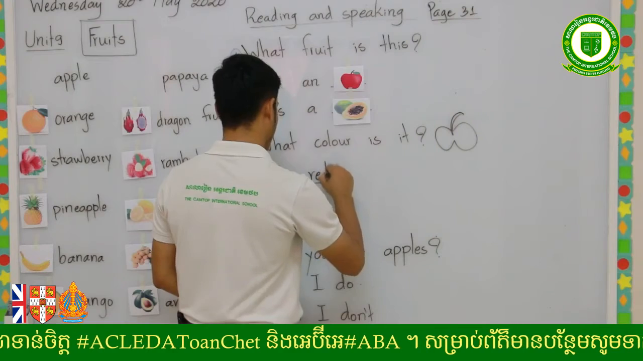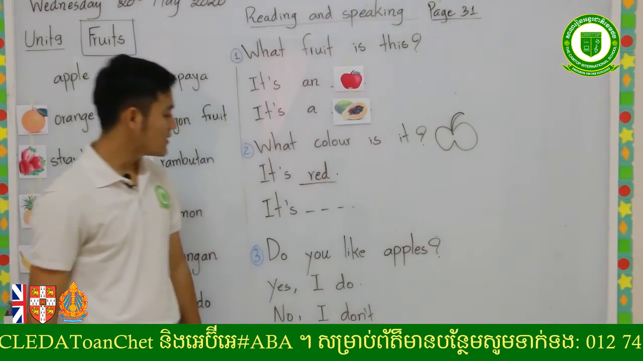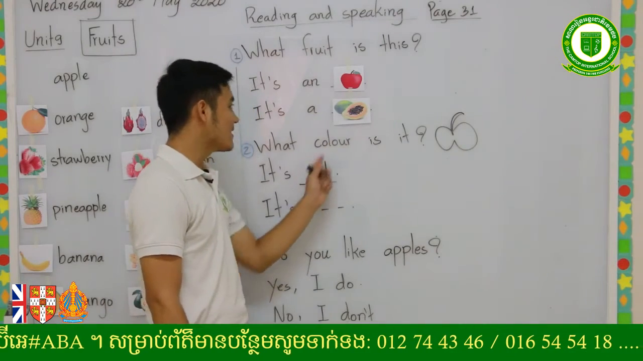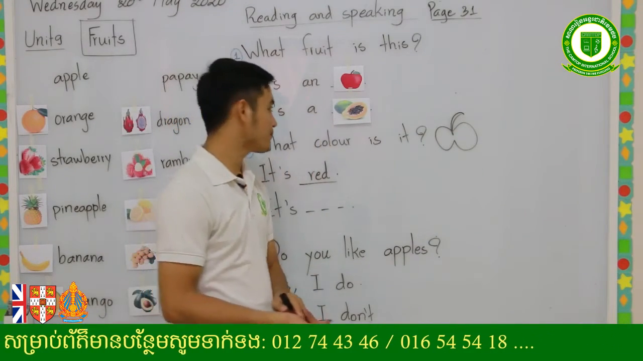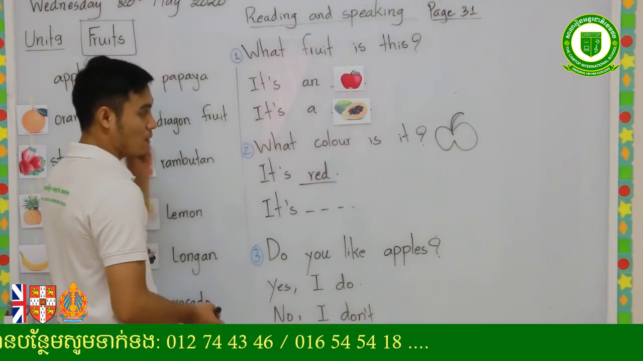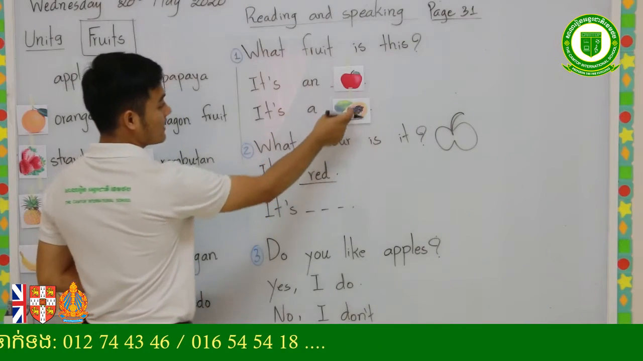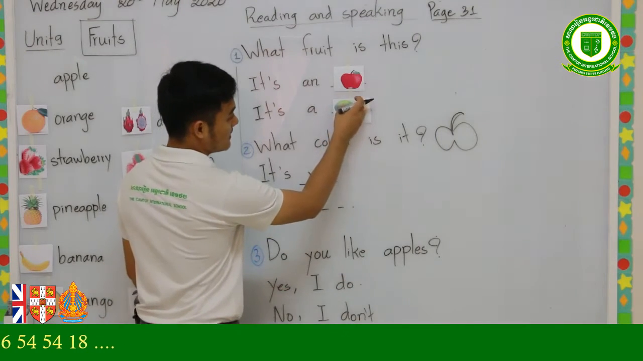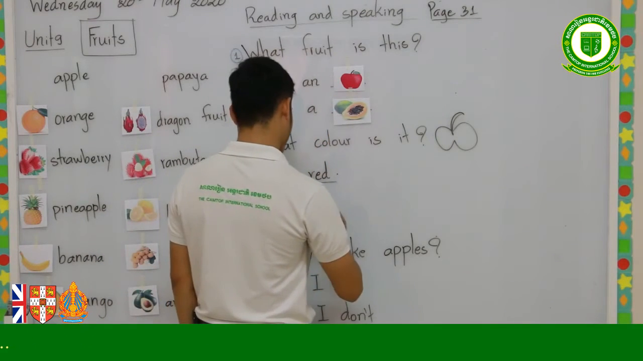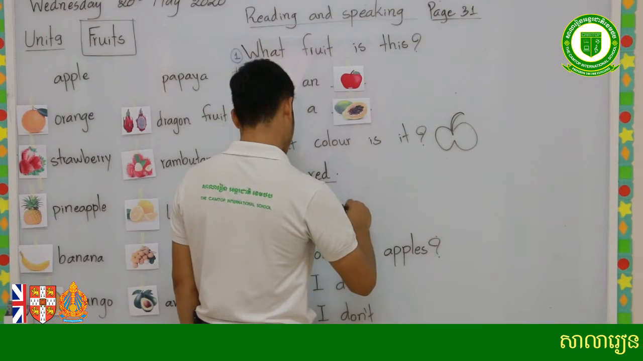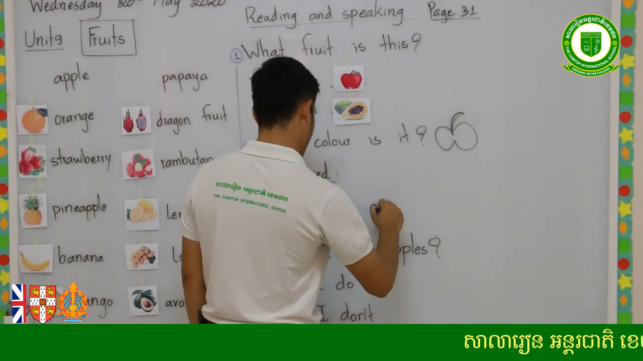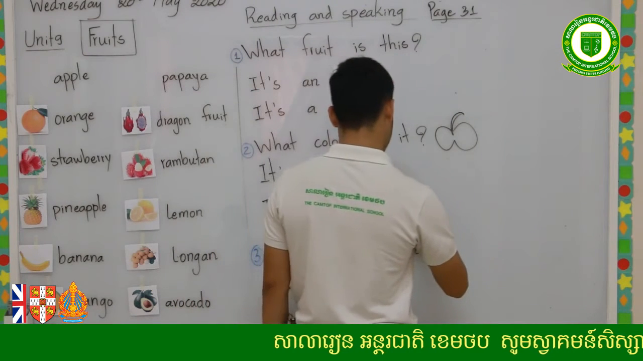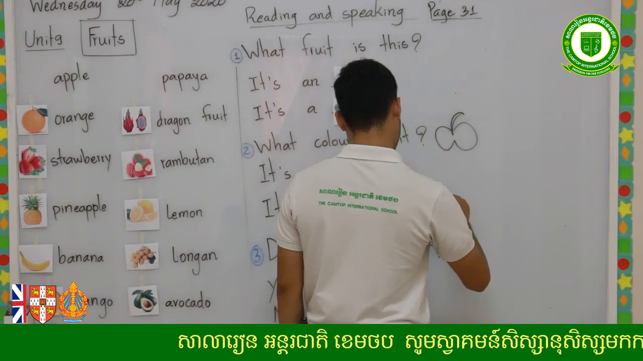red. It is red. You see? It is red. Good. And then I will ask one more about this one. What color is it? They can say, it is green and orange. Orange. You can say like that.